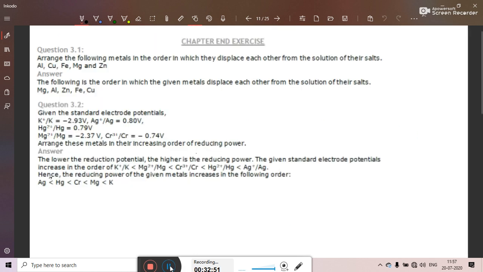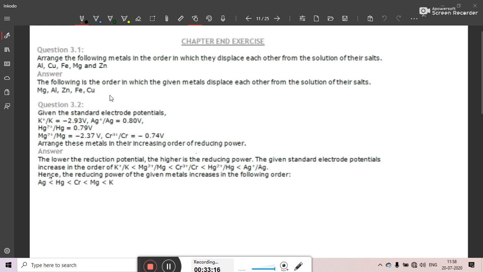Now chapter end exercise. Question number 3.1. Arrange the following metals in the order in which they displace each other from the solution of their salts: aluminium, copper, iron, magnesium and zinc. So here we have to arrange them in decreasing order of reactivity. So our answer will be magnesium, aluminium, zinc, iron, copper.